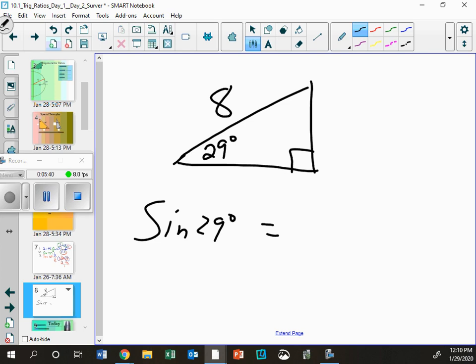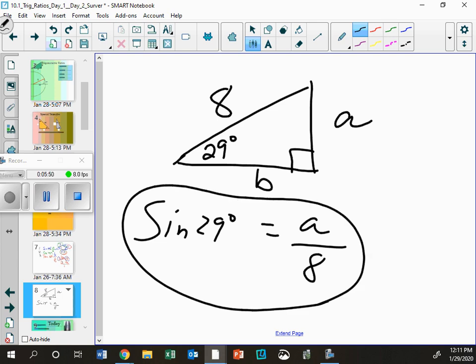But if I leave an answer that has sine of 29 equals, let's call this A, and let's call this B. Sine of 29 is A over 8. Do you get I could solve for A? And I'll know exactly what it is. I'm just going to times by 8 on both sides. What do you mean that's solving? It's solving because A is alone now. It's solved for A. 8 times sine of 29. And sine of 29 is nice and clean because it says the answer but doesn't have it all rounded to some decimal.